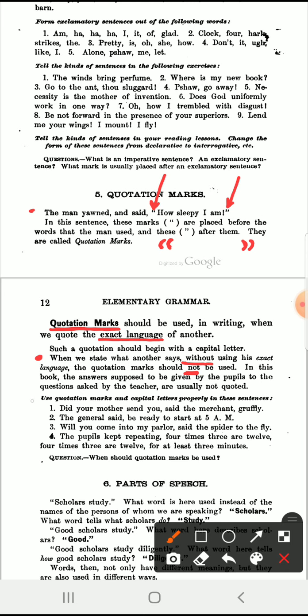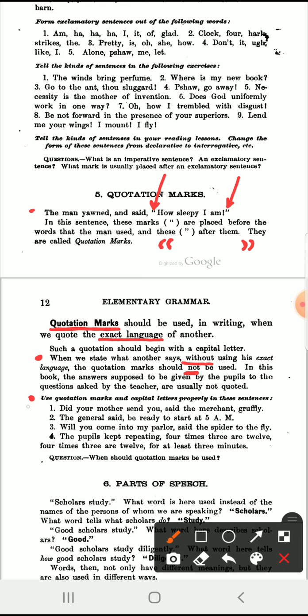Let's look down now to the exercises at the end of this lesson. You're told to use quotation marks and capital letters properly in these sentences. So you're given 4 sentences, and you have to read the sentence and ask, where should the quotation marks be placed? You have to place the quotation marks in the right place, and you also have to make sure that capital letters are being used correctly.